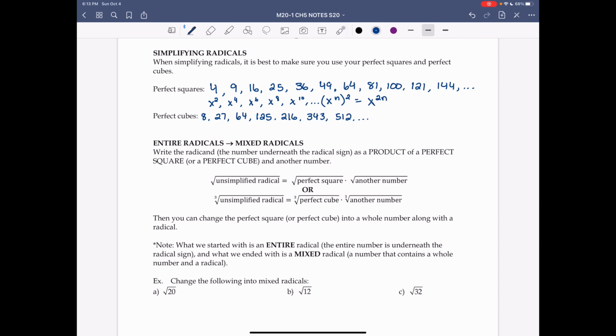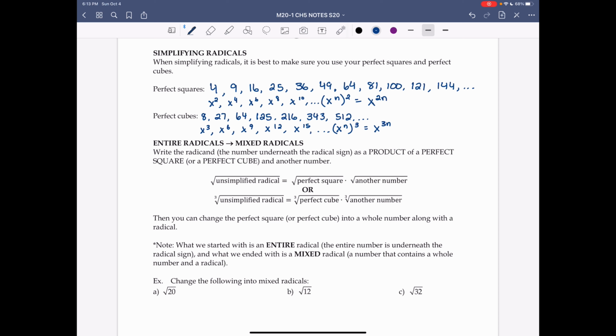We can do the same thing with variables. X to the power of 3 is a perfect cube. X to the power of 6 is a perfect cube. X to the power of 9 is a perfect cube. X to the power of 12 is a perfect cube. So any exponent that is divisible by 3 would be a perfect cube. We can write this in general by saying x to the power of n to the power of 3, which can be written as x to the power of 3n would be a perfect cube.